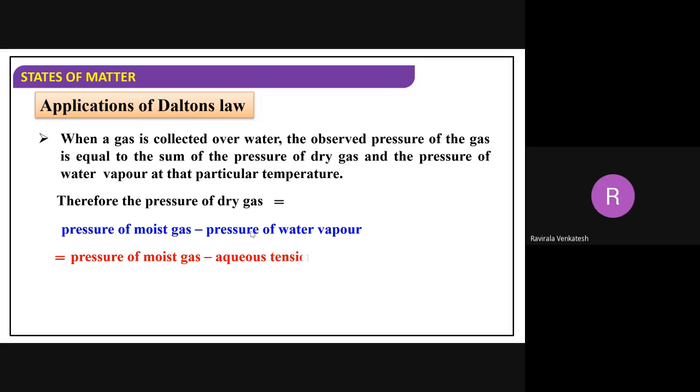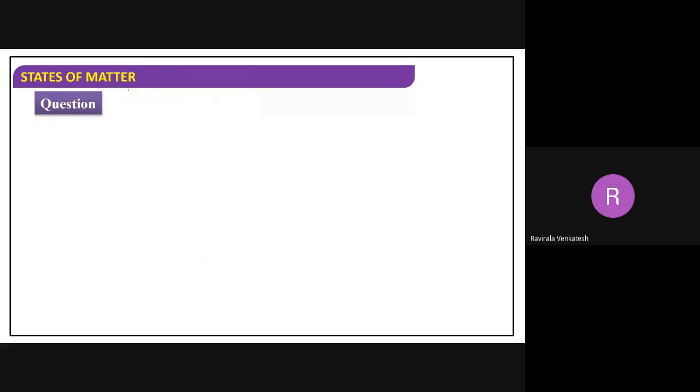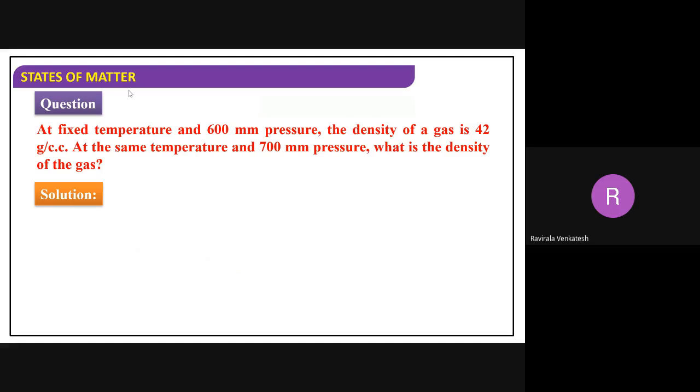Aqueous tension. How to capture this dry pressure? Pressure of dry condition, how do you calculate? By pressure of moist gas minus aqueous tension. We'll do some problems over this one. Yesterday we discussed this one. So questions like this. Now if you see this problem, all of you please.